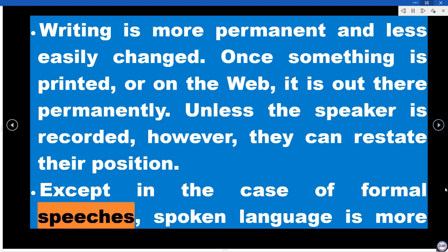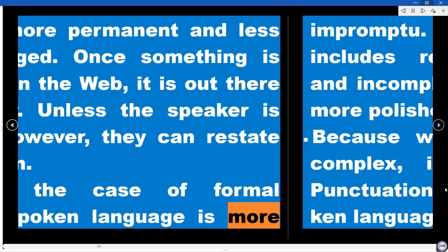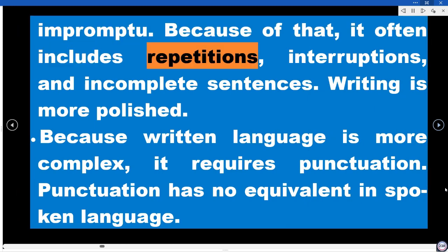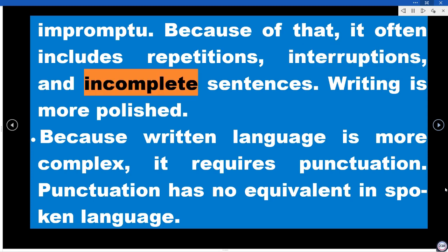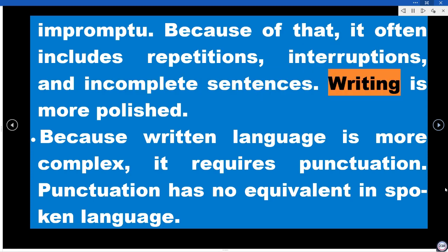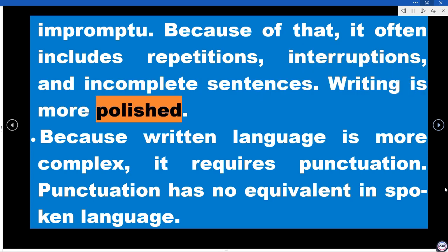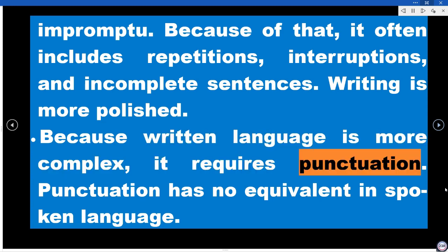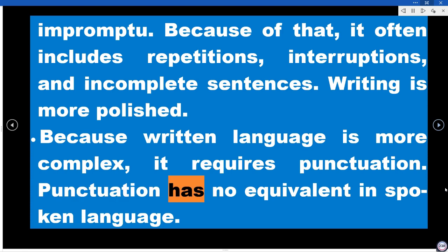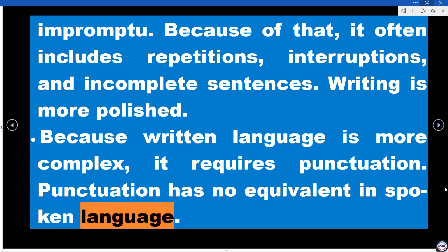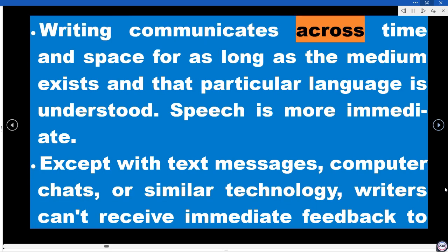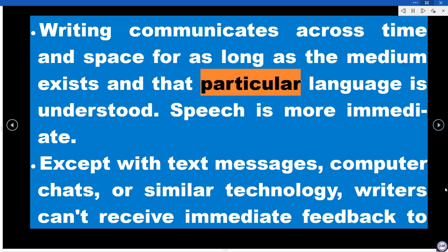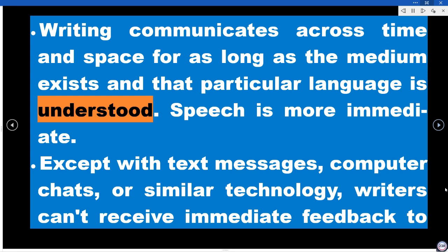Except in the case of formal speeches, spoken language is more impromptu. Because of that, it often includes repetitions, interruptions, and incomplete sentences. Writing is more polished. Because written language is more complex, it requires punctuation. Punctuation has no equivalent in spoken language. Writing communicates across time and space for as long as the medium exists and that particular language is understood.